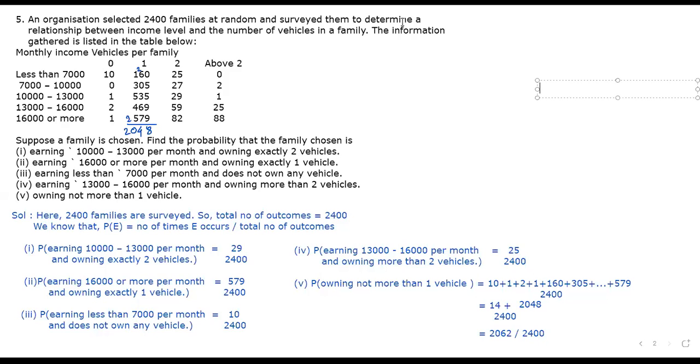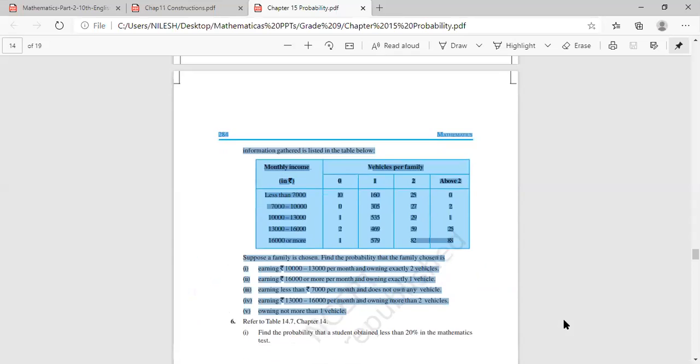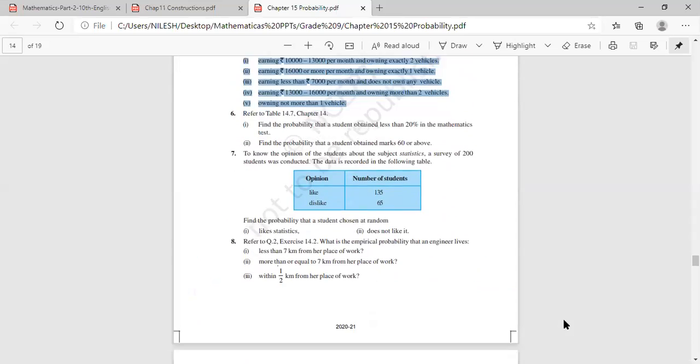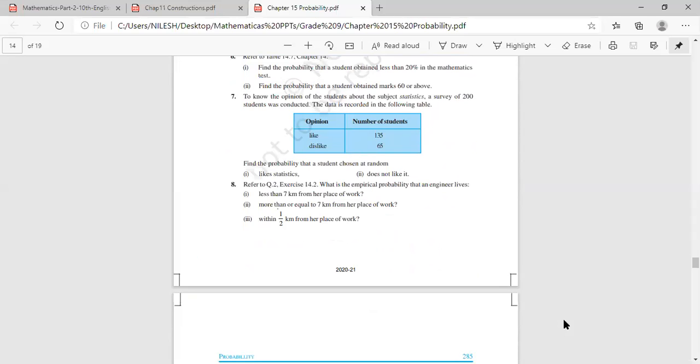Have you understood, children, what we are doing? Are we understanding the parts? Yes, sir. Good. Let us go for the next question, which is question number 6. Refer to the table. We do not have to do that. Question number 7. So easy.